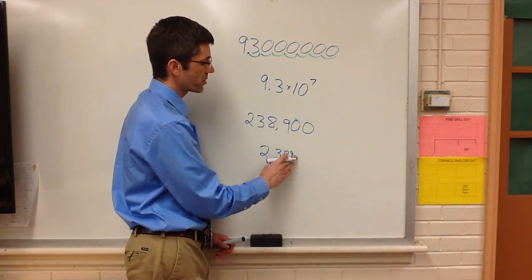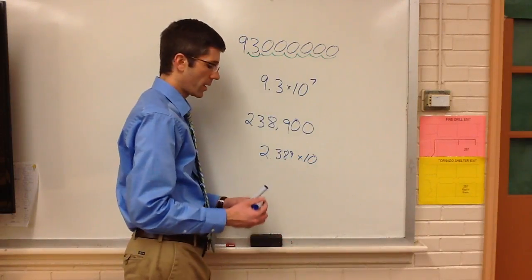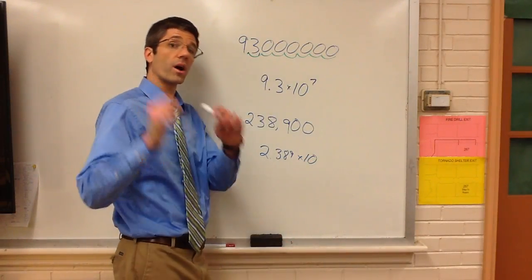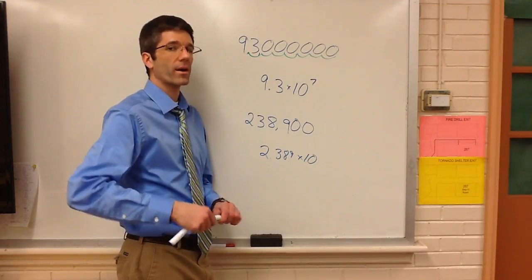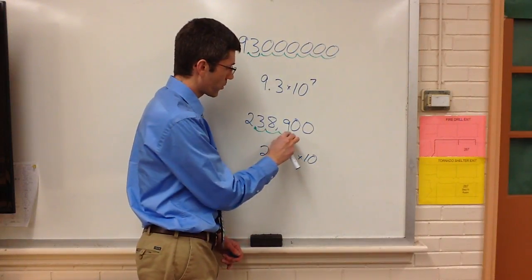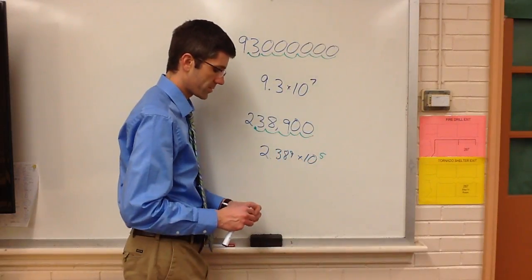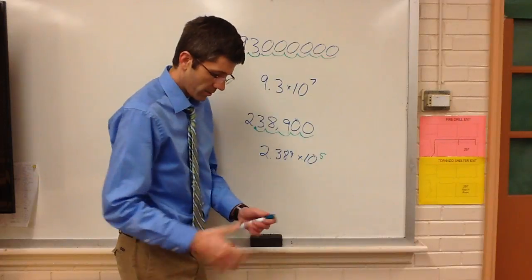2.389, let's drop off those zeros, we don't need them, times 10 to the what? Okay, I'm going to put my decimal where I want it to be and move it to where it is, and that'll tell me what my exponent is. So, there. 1, 2, 3, 4, 5. There it is. I'm going to write it in green just so it doesn't match. There we go. Driving you crazy too, isn't it? Oh, I dropped my marker.